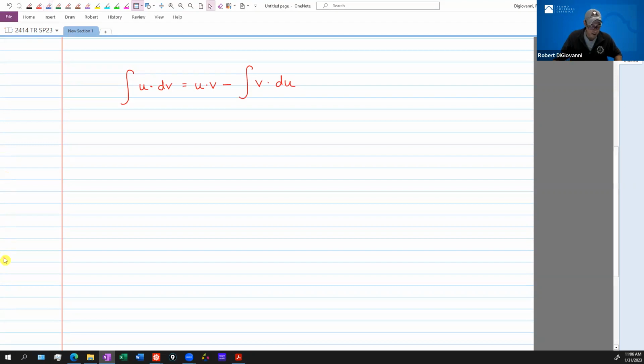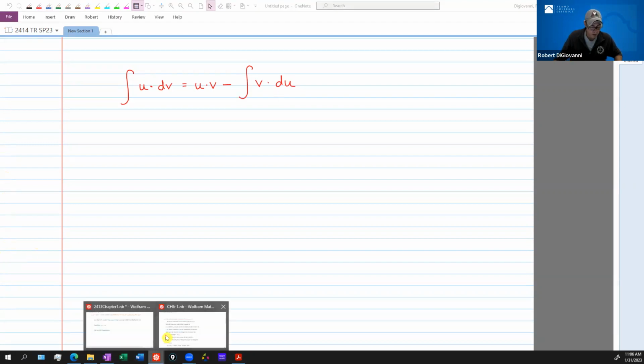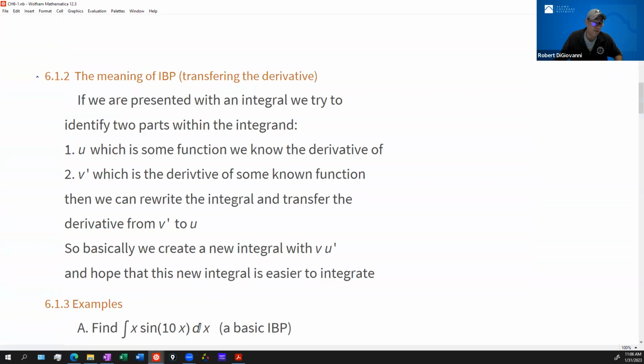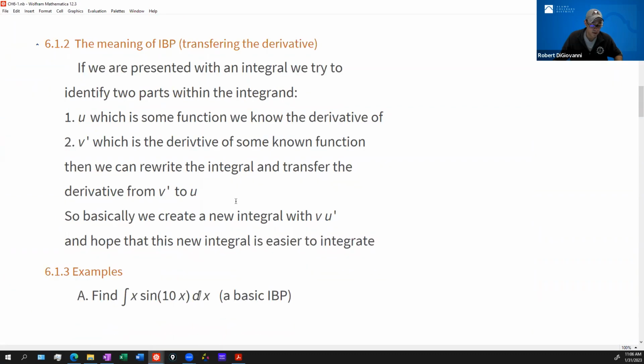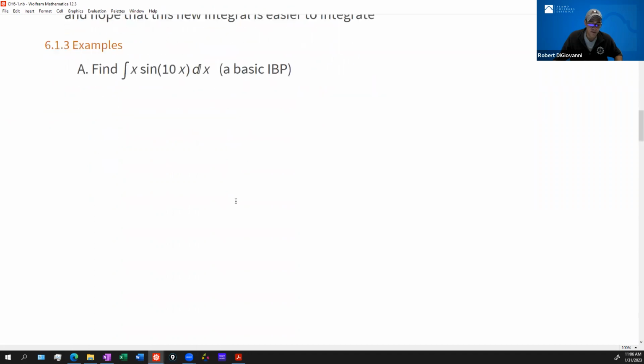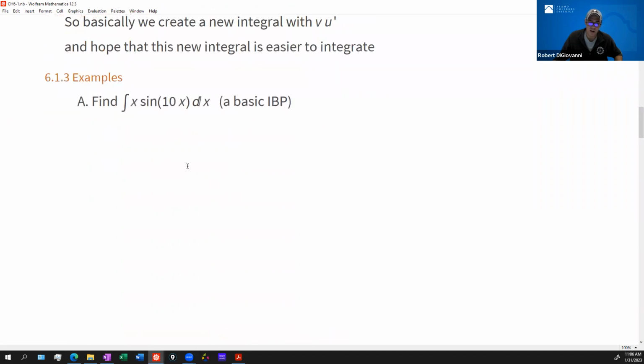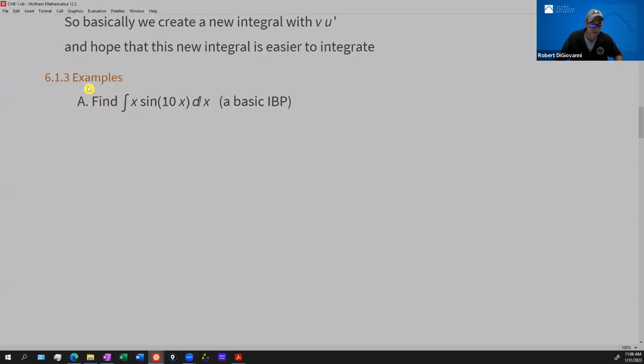With that said, let's do our first example. Today's examples, I'm going to be working directly from the notes. These problems touch on different complexities that you can find with these problems. So our first one is called a basic one.